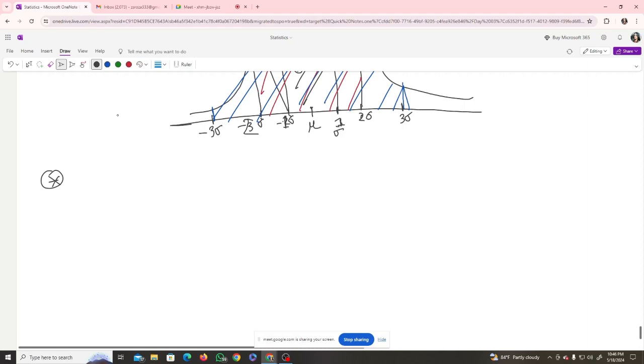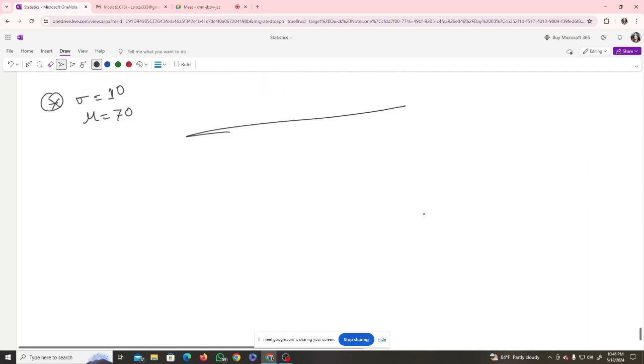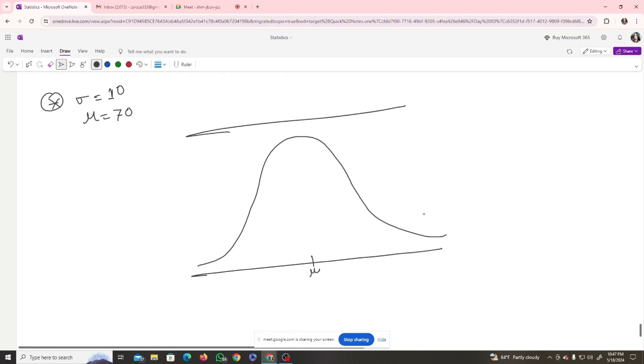So suppose you are given a standard deviation of 10 and your data set, and your distribution looks something like this. Since the mean is 70, we are just going to put the middle part here, which is mean equal to 70.